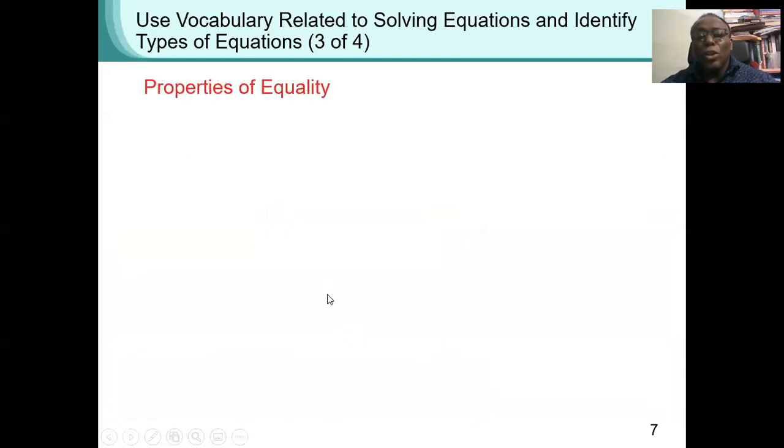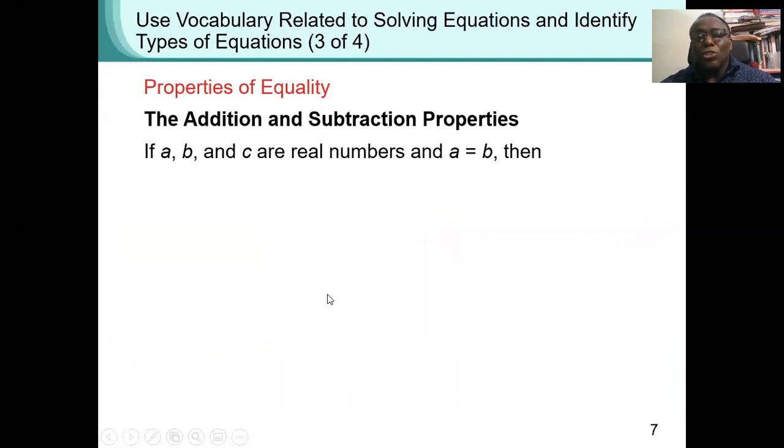Properties of equality, the addition and subtraction properties. For example, if I have variables a, b, and c, and we say a, b, and c are real numbers, and a is equal to b, then what will happen? a plus c is equal to b plus c, because we are adding the same value to both a and b, so they are the same. Or we are subtracting the same value from a and b. Since a is equal to b, if I subtract the same value from a and the same value from b, the answer is the same. Or if I add the same value to a and the same value to b, the answer is the same.